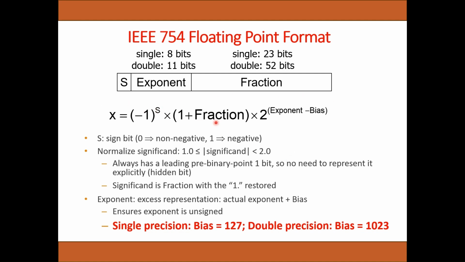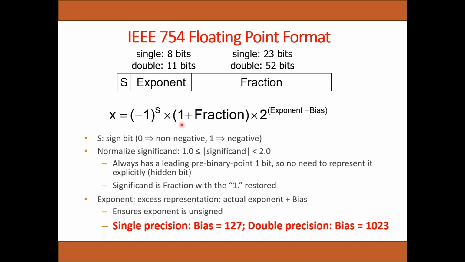Now the number that it will represent is given as x equal to minus 1 to the power s. S is the sign bit of the mantissa. It is either 0 or 1, sign and magnitude representation. Then multiplied by 1 plus fraction. See here, there was no bit here for representing this one. So this one is implied. It has no place here in these 32 bits.